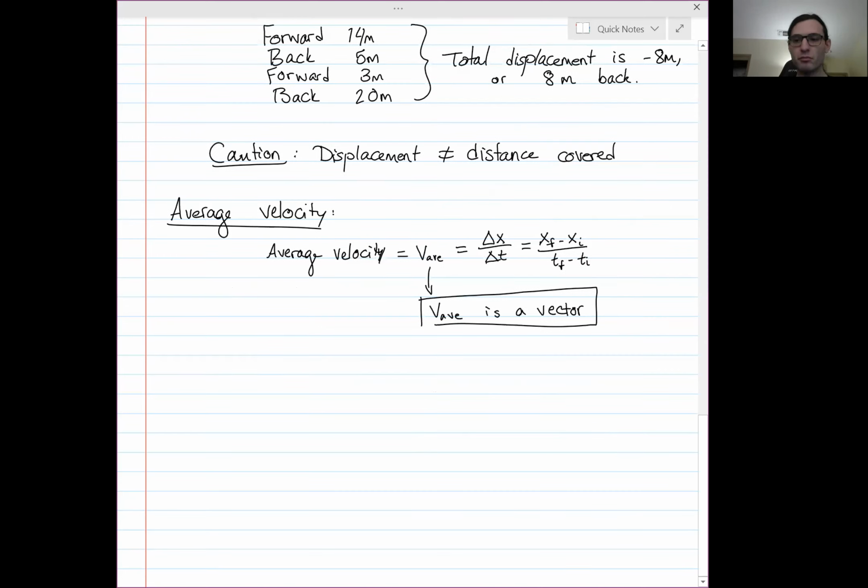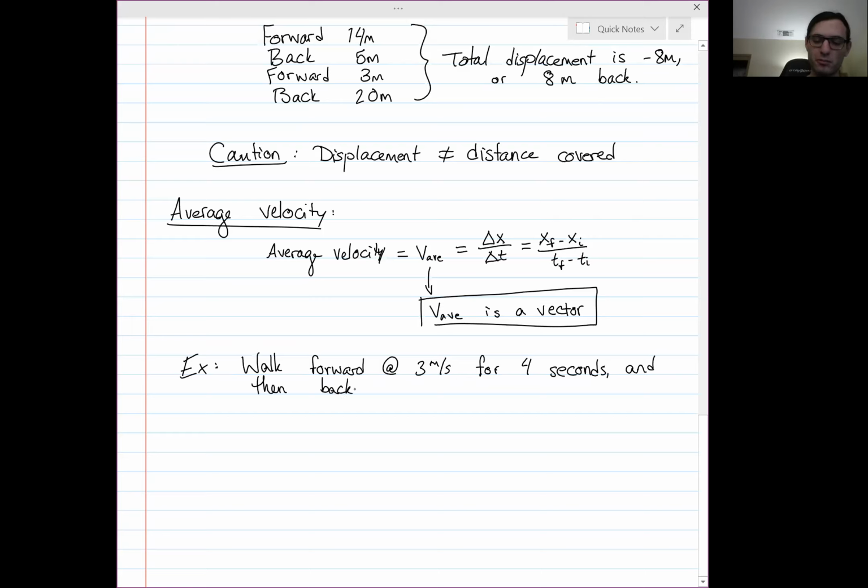Now, here's another example. Let's say, actually, let me write this one down. So I walk forward at 3 meters per second for 4 seconds. And then backwards at 2 meters per second for 6 seconds. The question then is what is my average velocity?